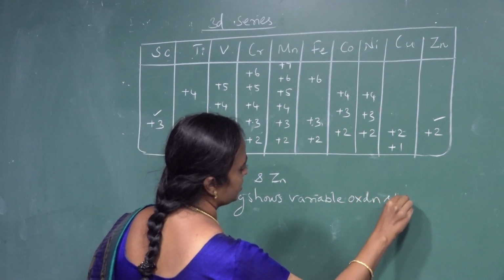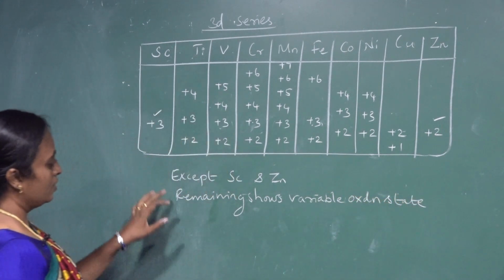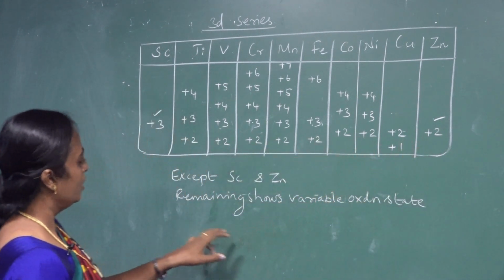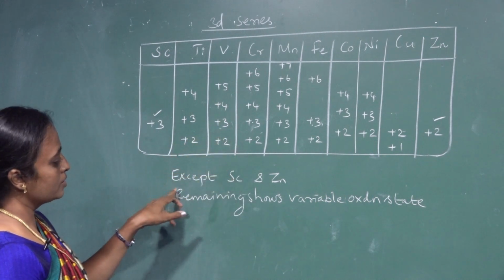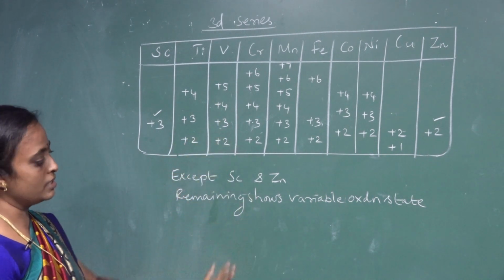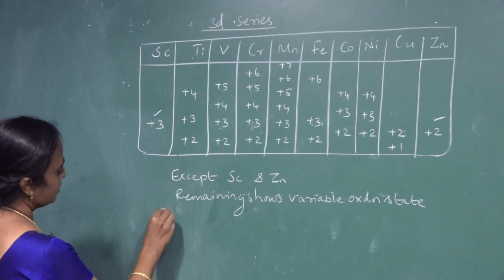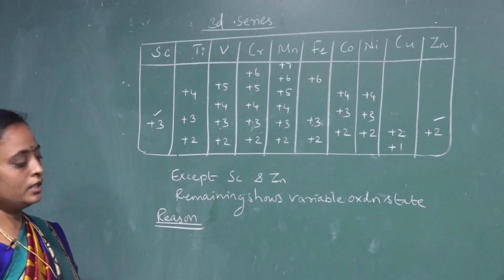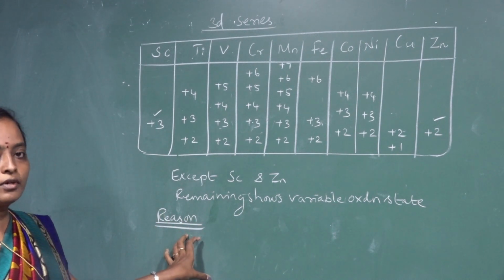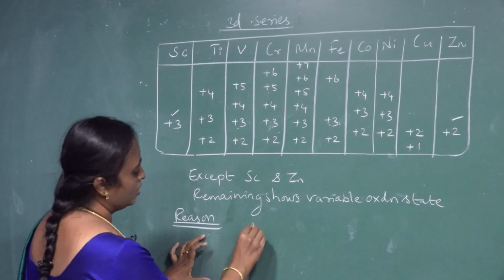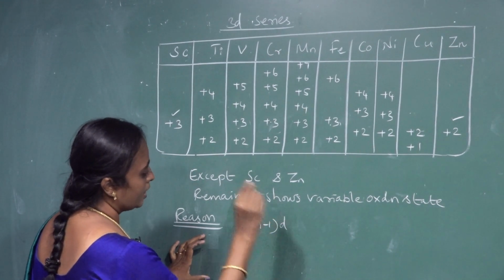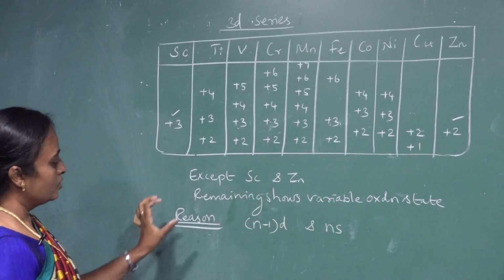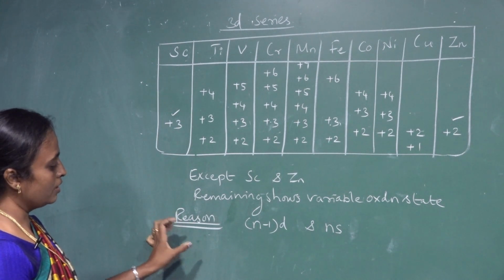If you take scandium, only +3 is available. If you take zinc, only +2 is available. But for all the remaining elements, we can expect variable oxidation states. What is the reason for this variable oxidation state? We know the general outer electronic configuration for a d block element involves the n-1 d and ns orbitals.